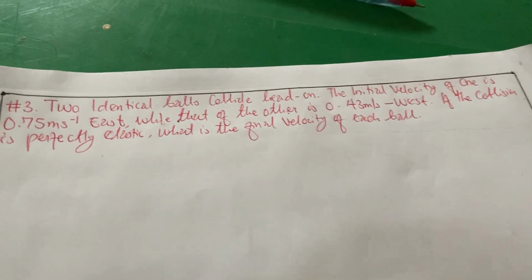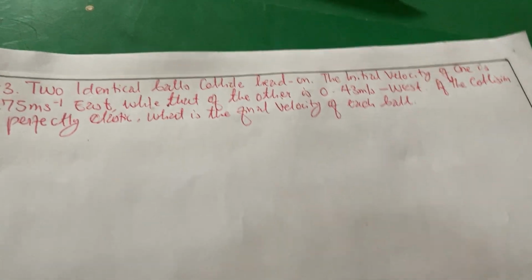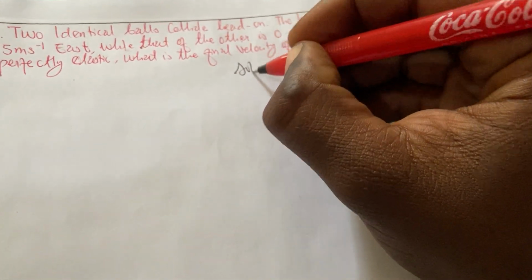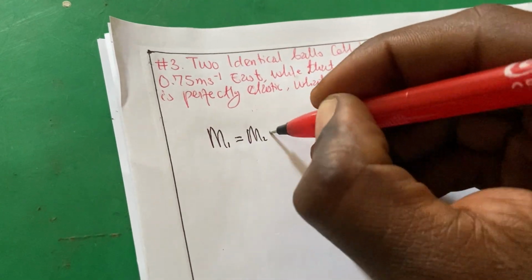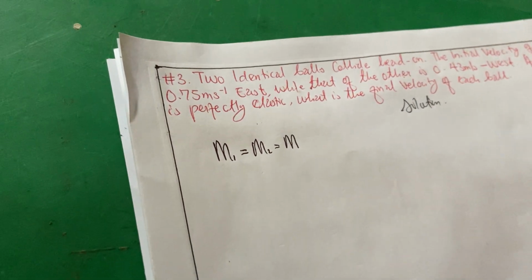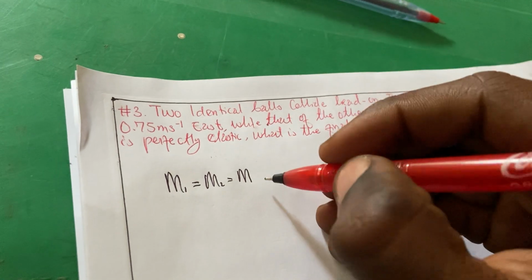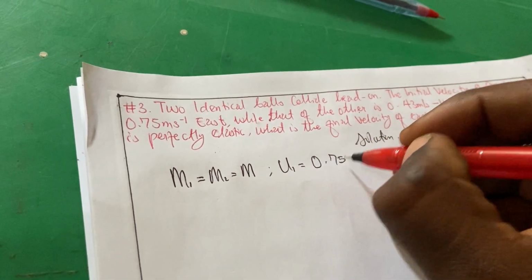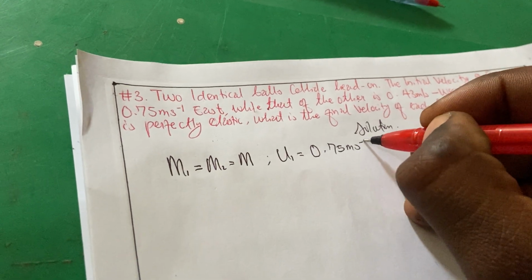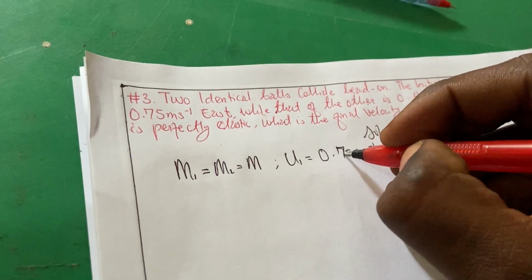All right. The third question: two identical balls collide head-on. So the first thing we need to note is since they're identical balls, it means m1 equals m2 equals m. The initial velocity of one, u1, is 0.75 meter per second east. It means we'll take the east as positive.